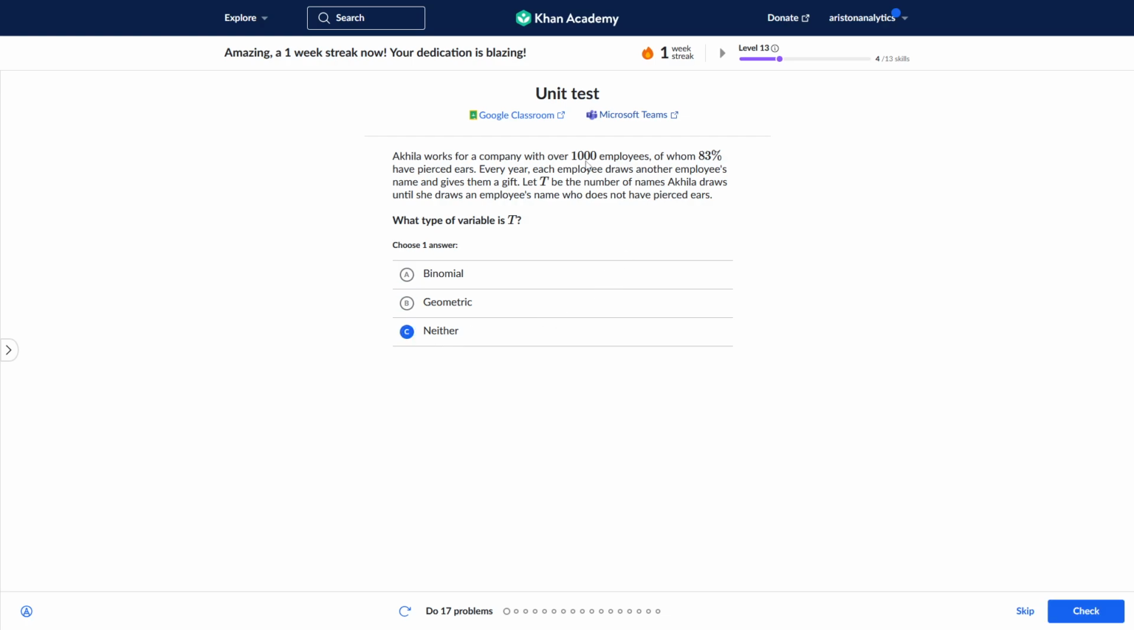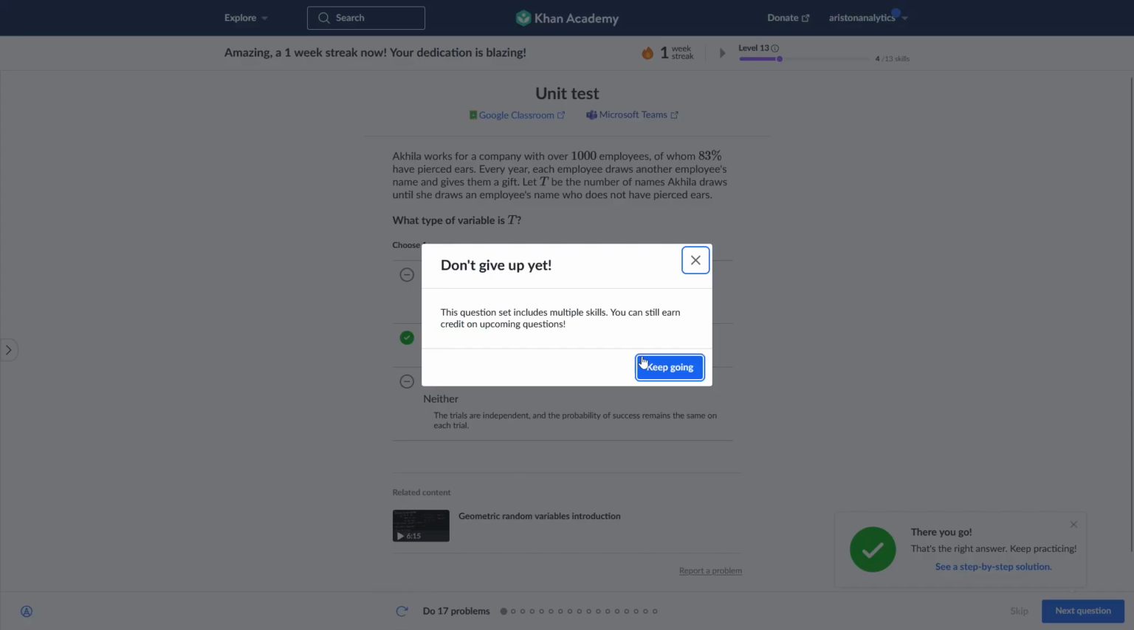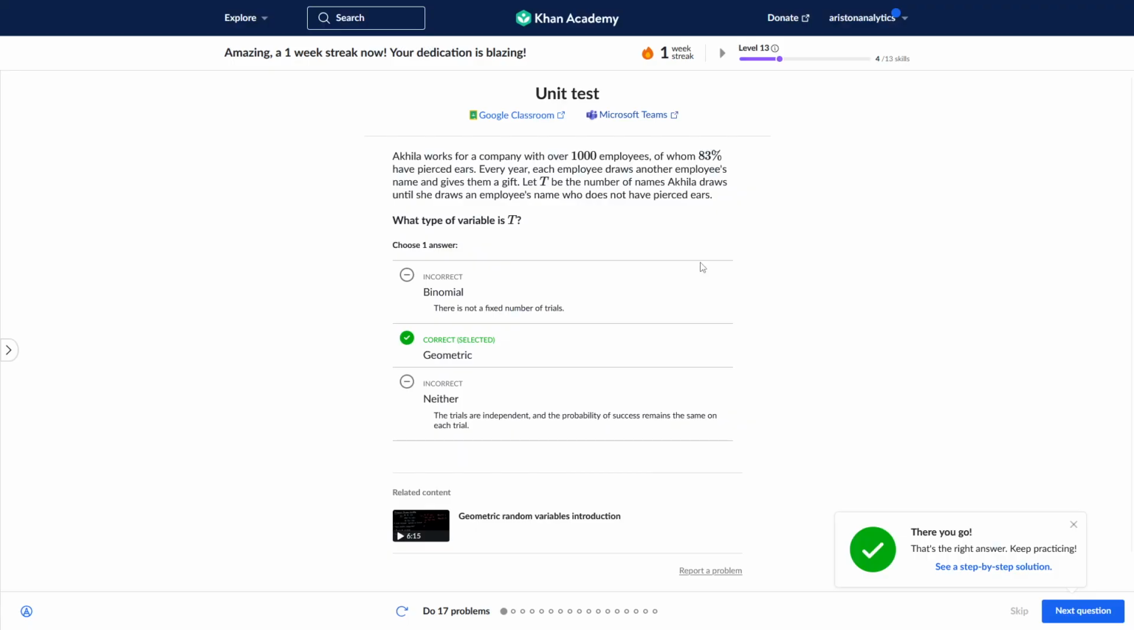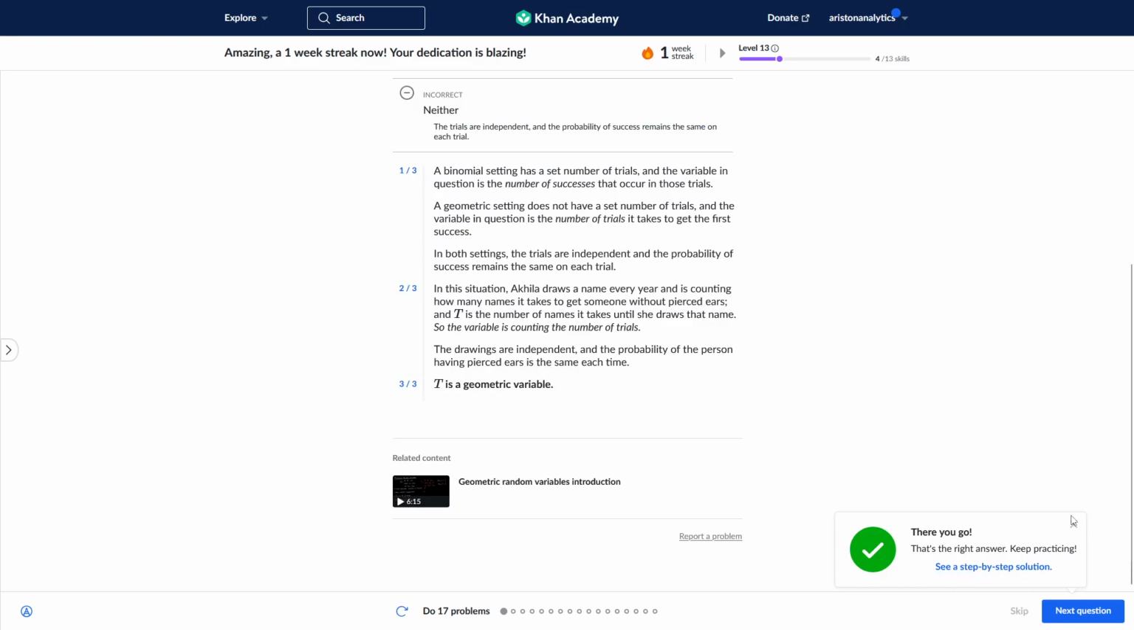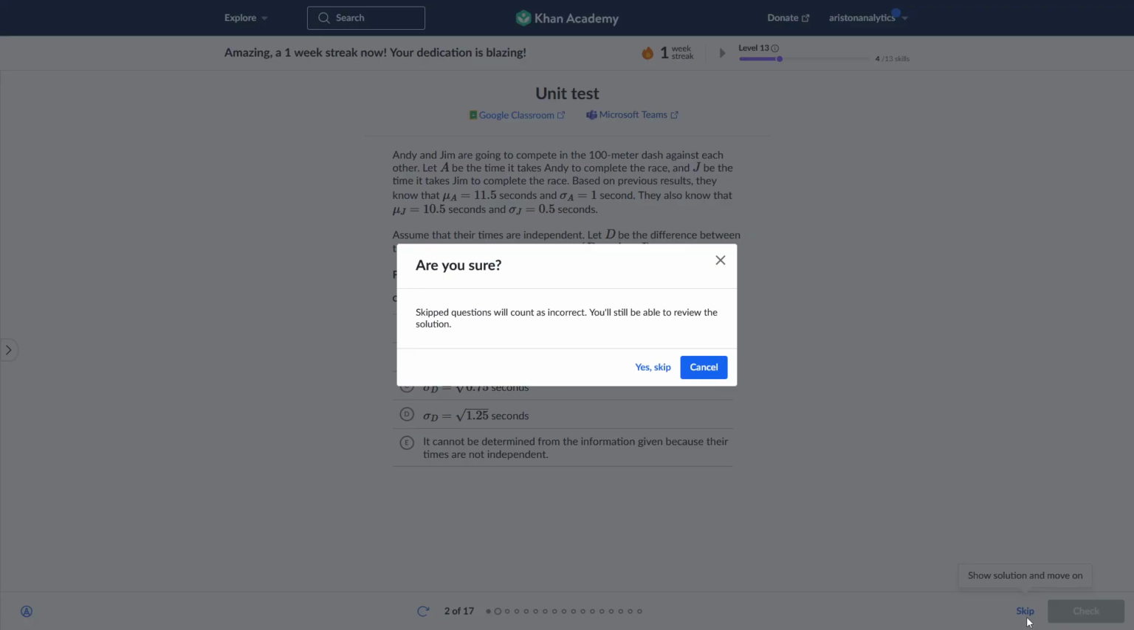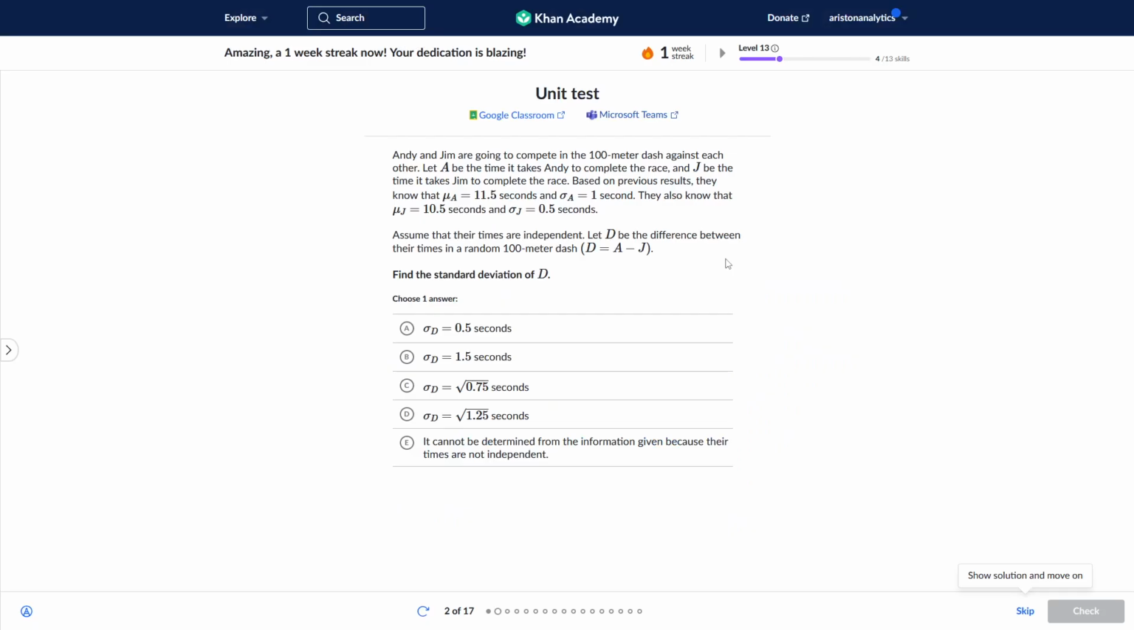This should be neither, because it specifies you only have 1,000 employees. Geometric. Interesting. Are you joking me? Ah, that's so lame. Could I like... Oh, that's so stupid, but why?